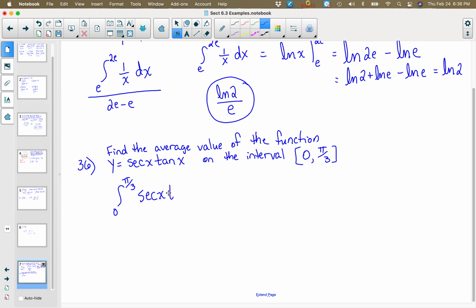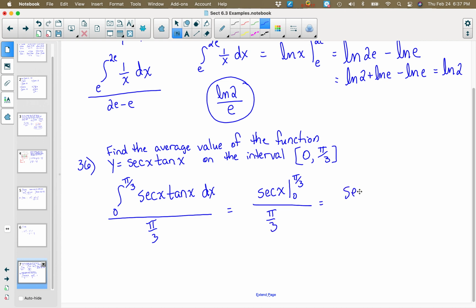Secant x tangent x dx. I'm going to divide that by pi over 3 minus 0, which is just pi over 3. So we're going to take our answer and divide by pi over 3. So I have to think about what function, if I take the derivative, do I get secant x tangent x? So that would be secant x. So I'm going to have secant x evaluated from 0 to pi over 3. We're going to be dividing that by pi over 3.